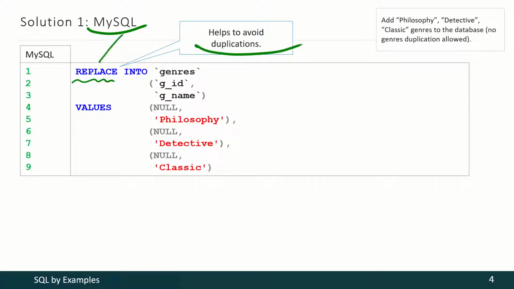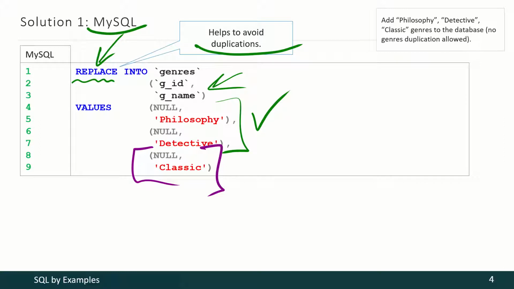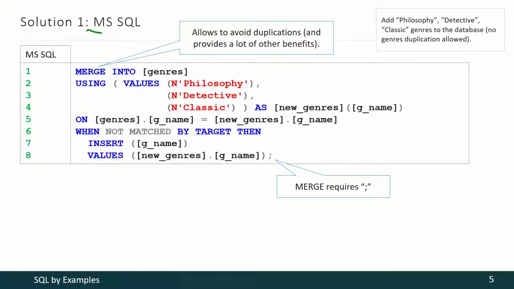It works almost like the insert operator, but it also checks field values. And for these two records there is no duplication, so the data is inserted, but for this record there is duplication. And for such situation the replace operator handles the data that way that there are no duplications in the final dataset. In Microsoft SQL Server we may use merge operator.